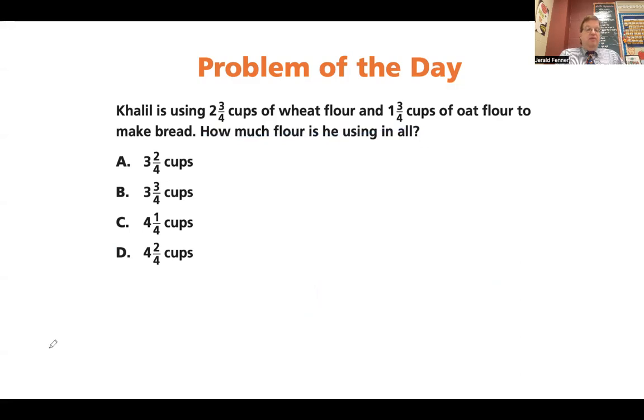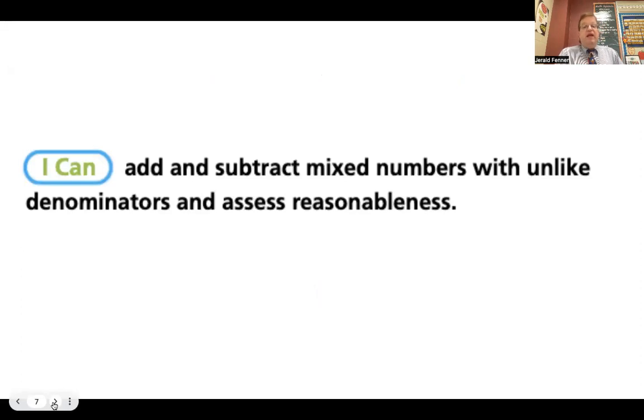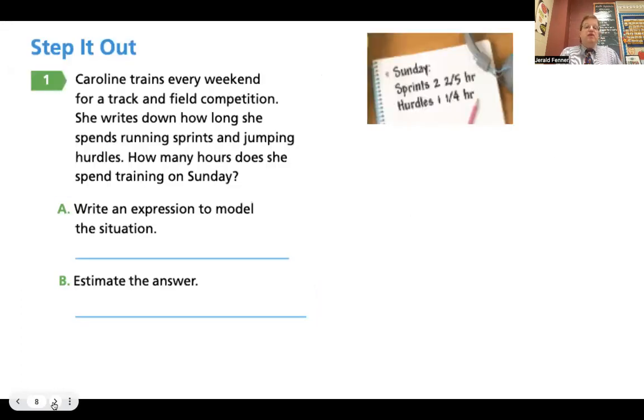All right, so now let's open up to page 157. Like I said before, you're going to be doing exactly the same like we did yesterday. The only difference is that now we will be having mixed numbers. I can add and subtract mixed numbers with unlike denominators and assess reasonableness. So it says Carolyn trains every week for a track and field competition. She writes down how long she spends running sprints and jumping hurdles. How many hours does she spend training on Sunday?